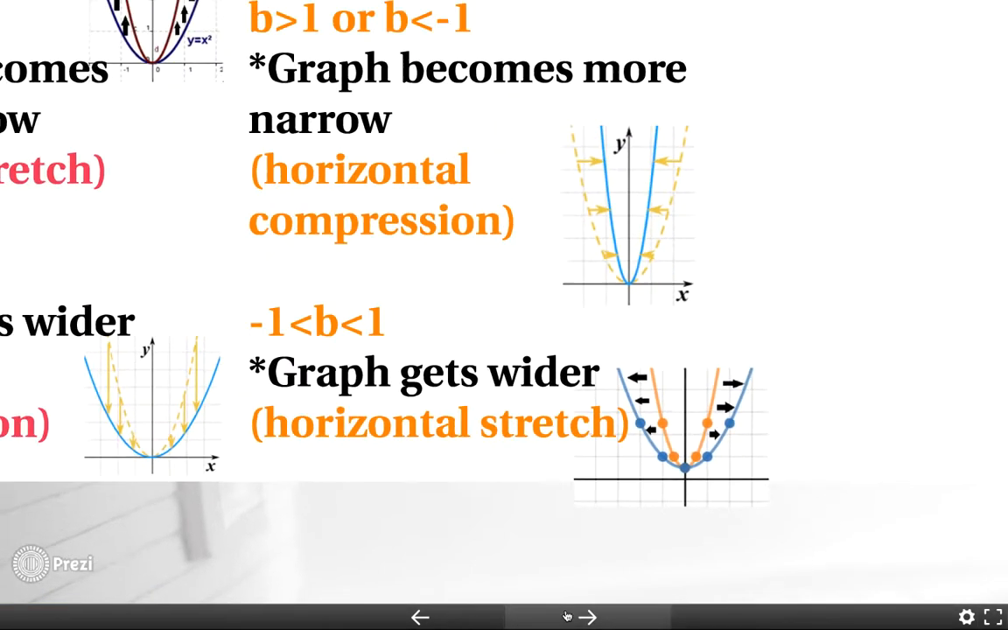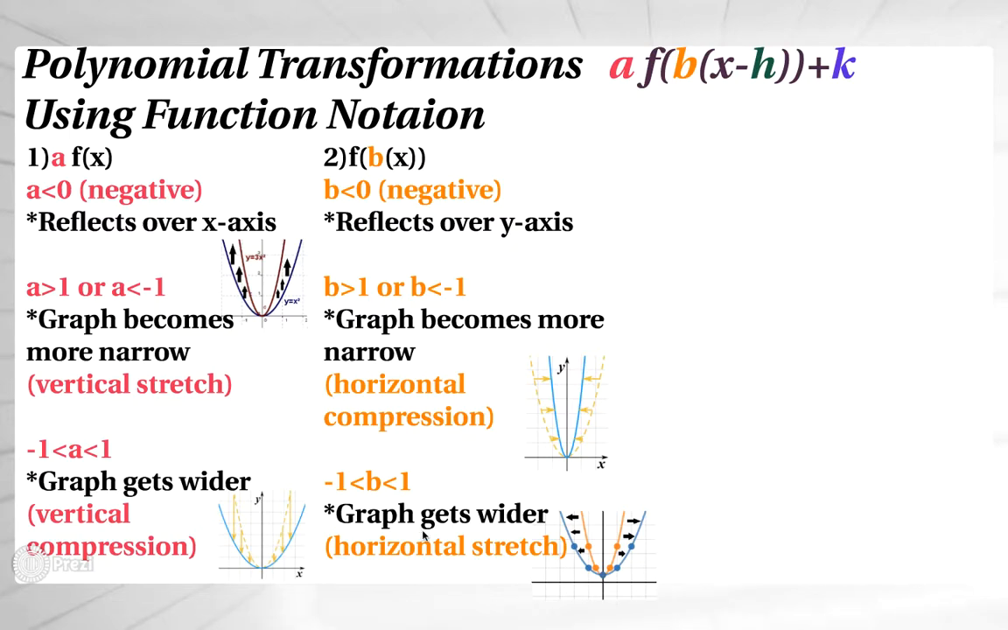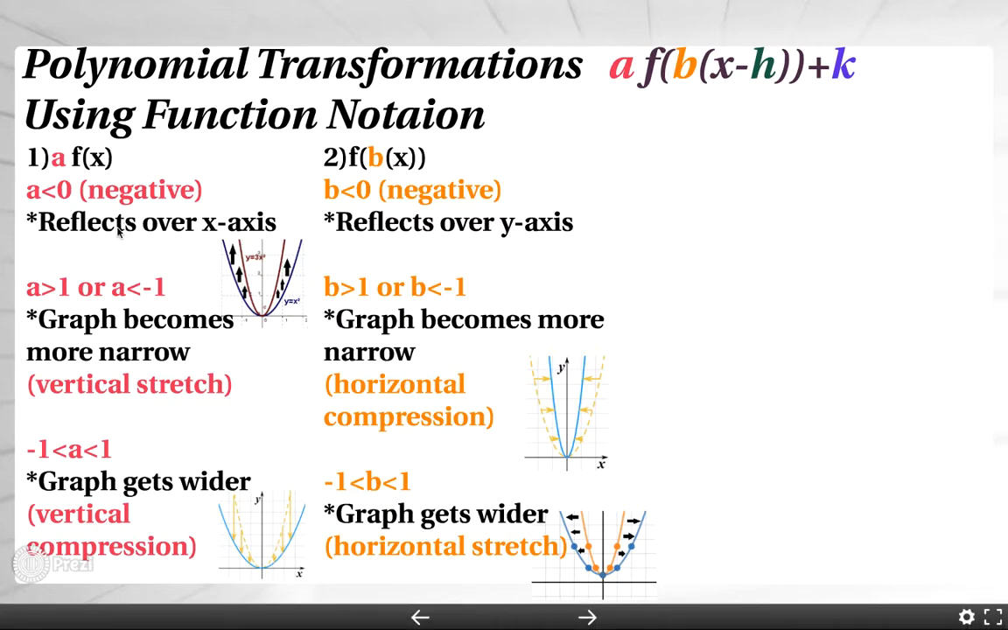Okay, and again, it's the exact opposite of the A value. So when the A value is a fraction, it's a compression. When the B value is a fraction, it's a stretch. Okay, so they are the exact opposite, you guys. So if it helps you, you can memorize the A values and just kind of reverse everything for the B values. Okay, when it's negative, it reflects over the x-axis here, but the y-axis here.